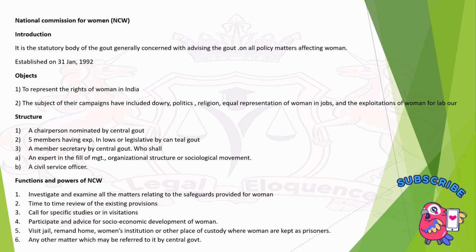Functions and powers of NCW. Investigate and examine all the matters relating to the safeguards provided for women. Time to time review of the existing provisions. Call for specific studies or investigations. Participate and advise on the socio-economic development of women. Visit jail, remand home, women's institution or other places of custody where women are kept as prisoners. Any other matter which may be referred to it by the central government.